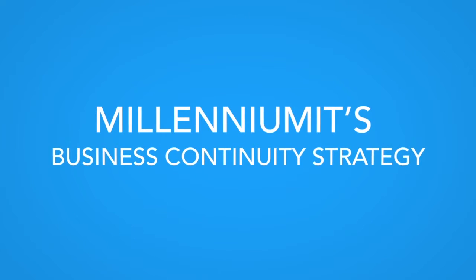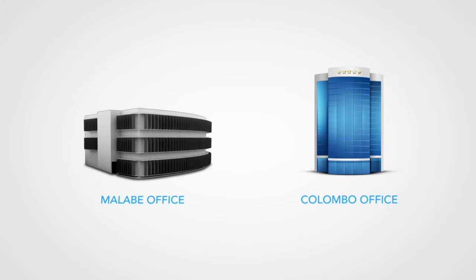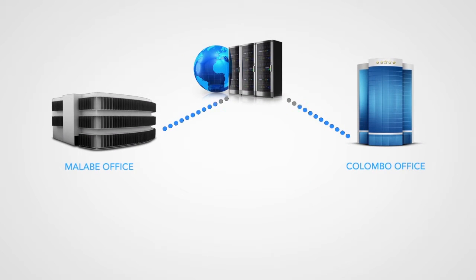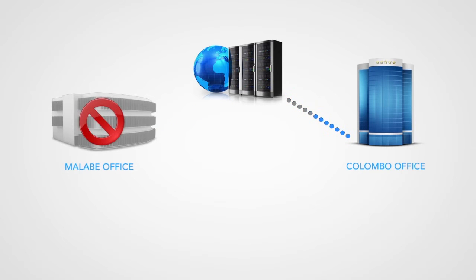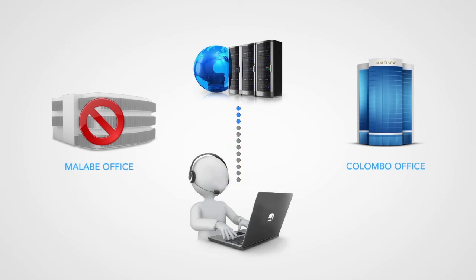Millennium IT's Business Continuity Strategy. If the Malabe premises are unavailable, software will operate through an alternate location. A certain number of environments will be available for production support and for any other prioritized work. Unless otherwise specified, most of the software staff will work remotely.